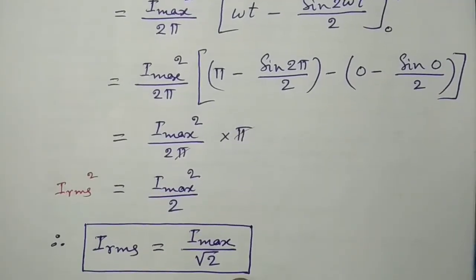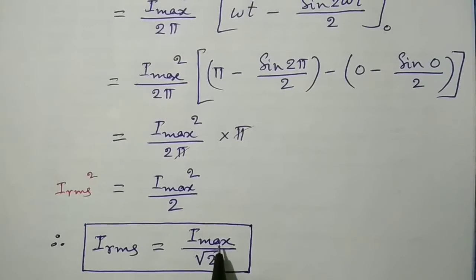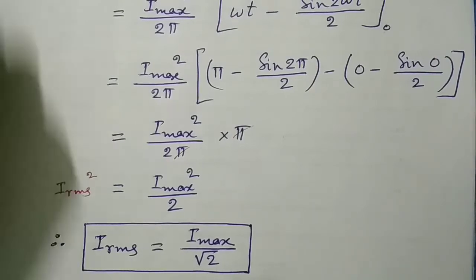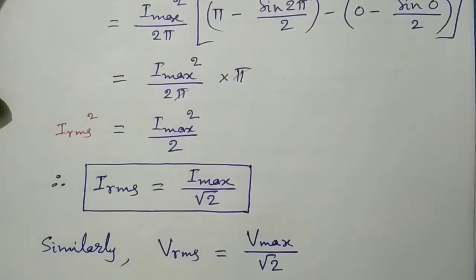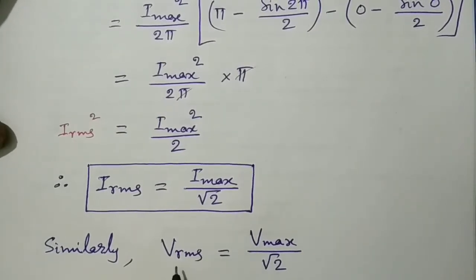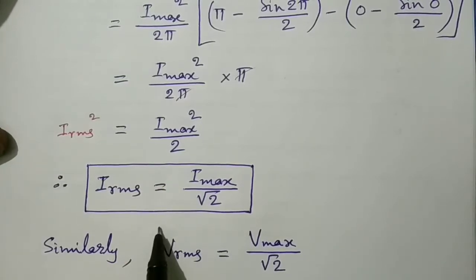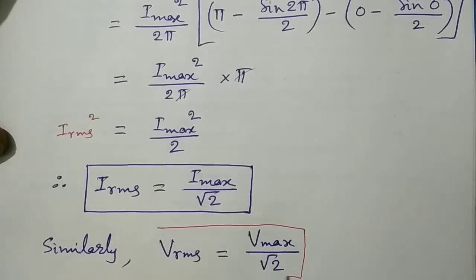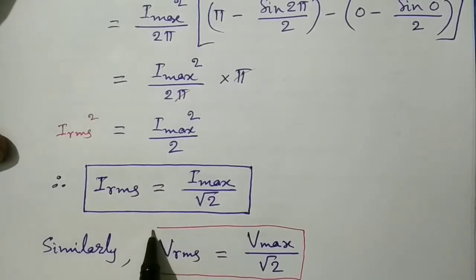Hence, the RMS value of the current will be I max upon root 2. So this is the RMS value of a purely sinusoidal, symmetrical sinusoidal waveform. Similarly, in case of voltage, the RMS value of a purely symmetrical sinusoidal waveform can be written as Vrms is equal to Vmax upon root 2. This relation is constant for a purely sinusoidal waveform.